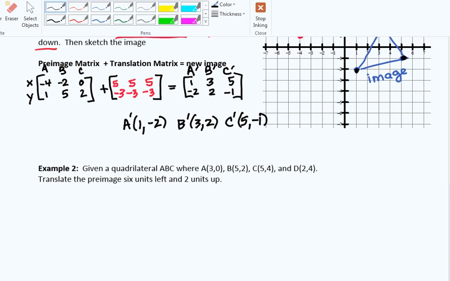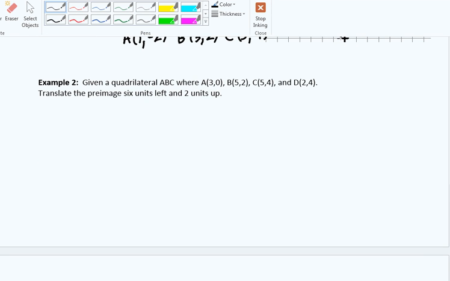All right, so here's another one. It says, given the quadrilateral ABC, oh, that should be ABCD. How about that typo? A quadrilateral should have 4 vertices, where A is 3, 0, B is 5, 2, C is 5, 4, and D is 2, 4.